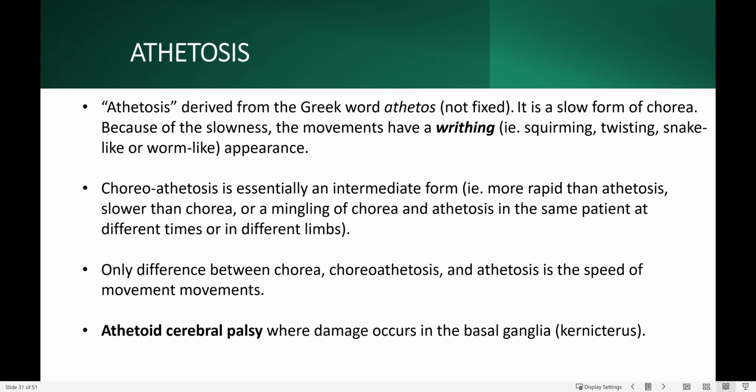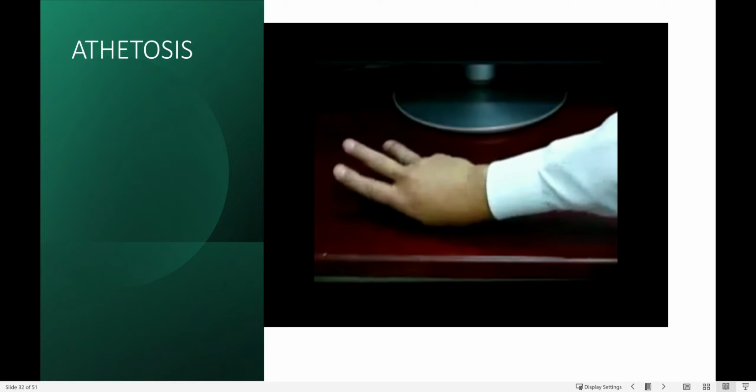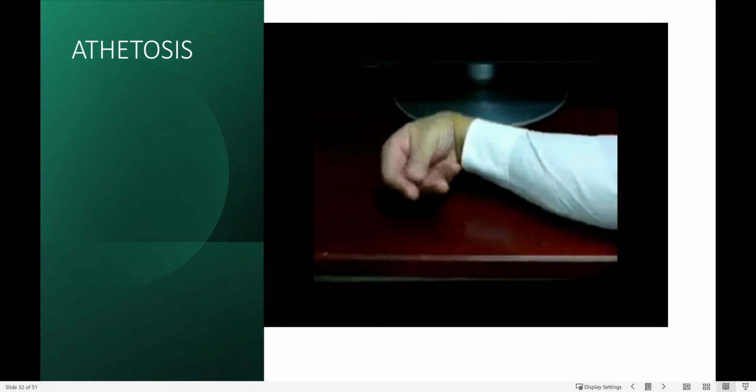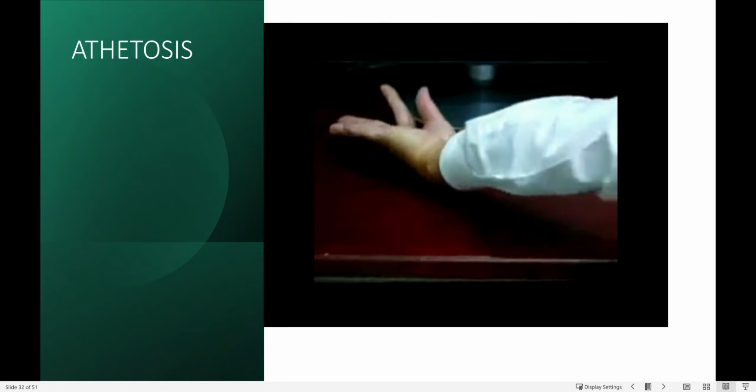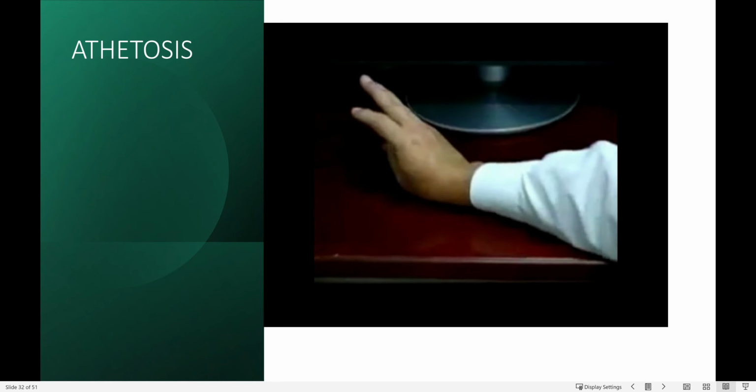Athetoid cerebral palsy is where there's damage in the infant due to excess bilirubin. The condition is kernicterus, where there's damage to the basal ganglia. You can see the slow writhing movements, snake-like.